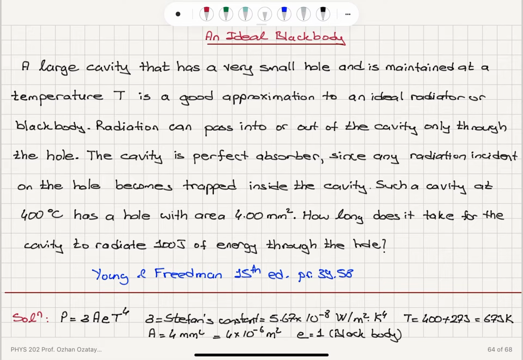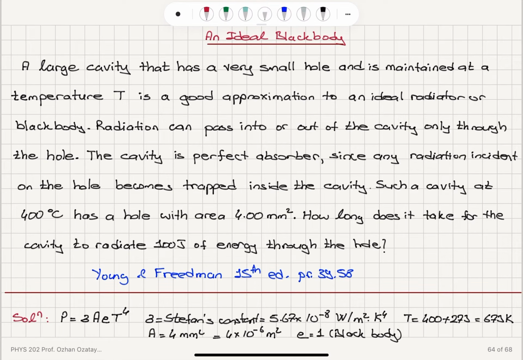Alright, so in this problem we have a direct application of Stefan's law for blackbody radiation. The emitted power is basically Stefan's constant, surface area, emissivity times T to the fourth power. For a large cavity that has a small hole maintained at a constant temperature T, the problem statement says radiation can pass into or out of the cavity only through the hole, and the cavity is a perfect absorber. Any incident radiation on the hole becomes trapped inside the cavity.